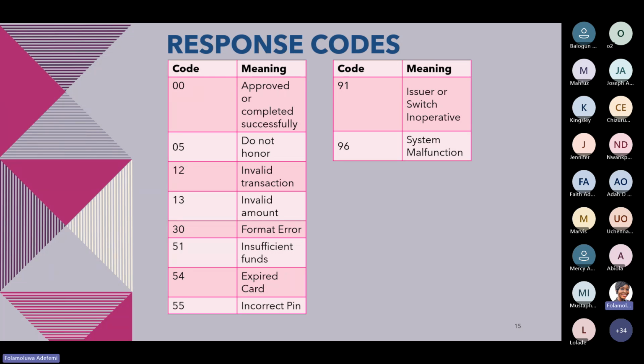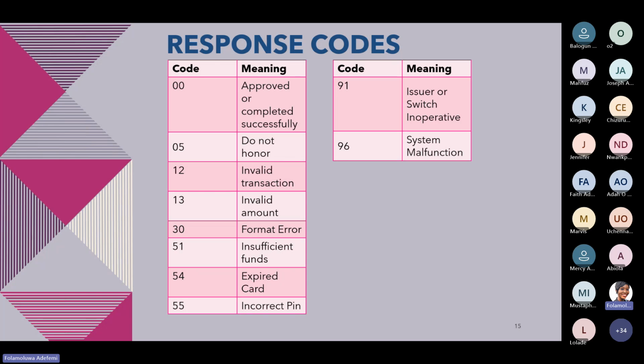91 is issuer or switch inoperative. This is the frustrating one. This one just tells you something is down. Who is down? Is it the issuer or the switch? That's why the or is there. It's just saying it cannot go. So in most cases, one of the entities downstream is not responding. So that's when you get a 91. And a 96 is then a system malfunction, meaning something in the whole system has malfunctioned.